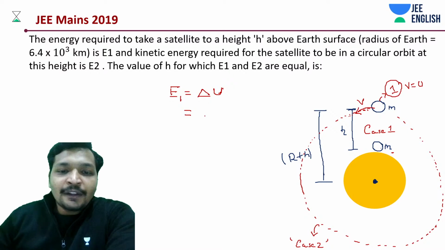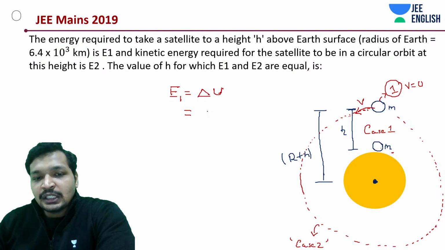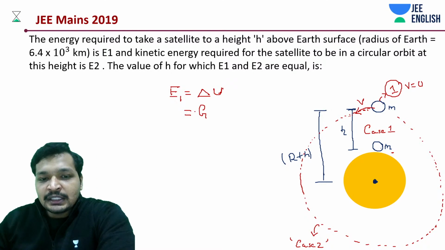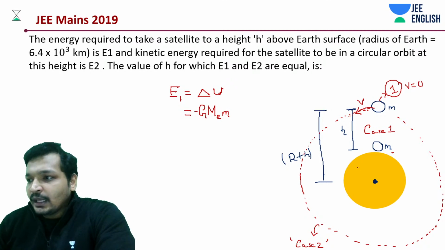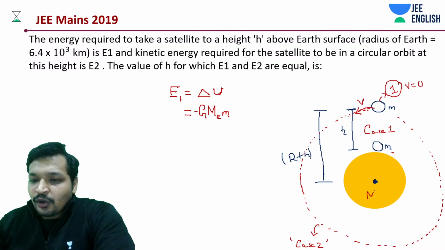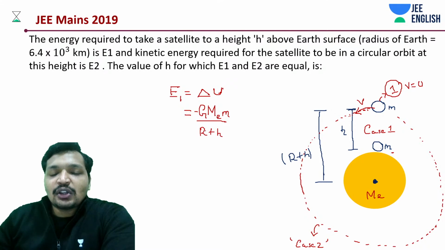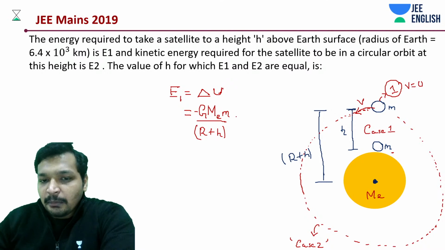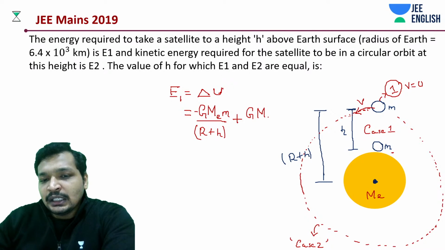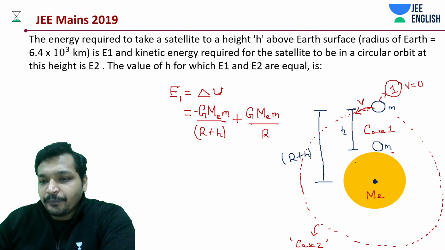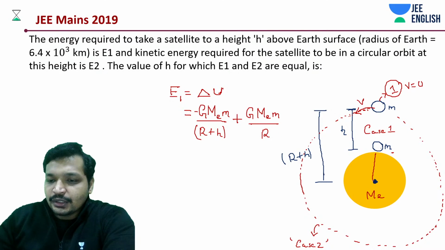So the difference in potential energy is going to be how much? Final potential energy minus initial: minus G M_E M, where M_E is the mass of this Earth or whatever planet it is, at Earth's surface, divided by R plus H, minus of minus, so it's going to be plus G M_E M divided by R. You know this thing.